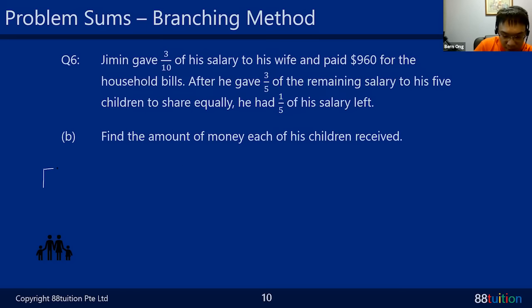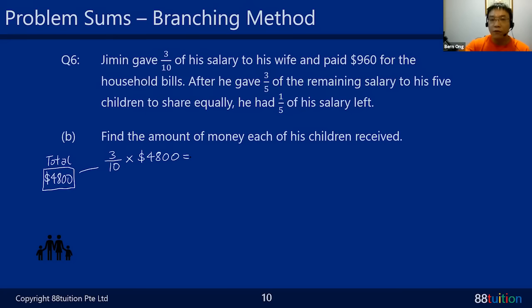Hey, I need to finish this. 4,800. Right. So 4,800 is our total. How come? Because part A, I found already. And the question did say what? 3/10 of it is given to the wife. So 3/10 of it means 3/10 times 4,800 is given to the wife. I can even find how much is given to the wife. 3/10 times 4,800, 1,440 is given to the wife.